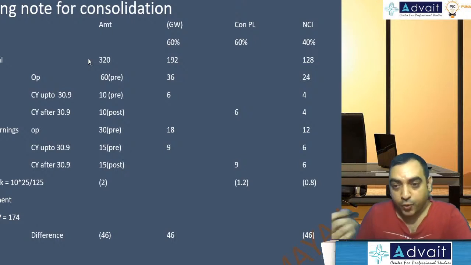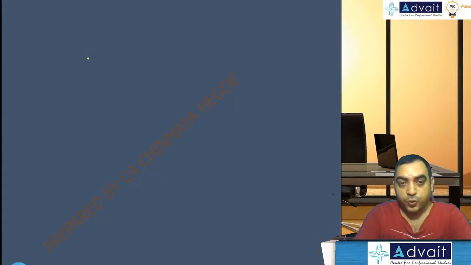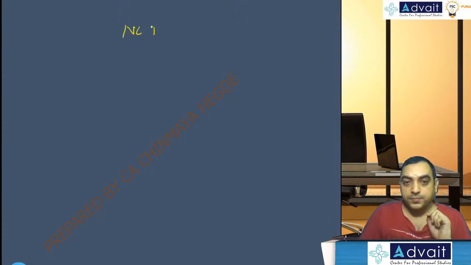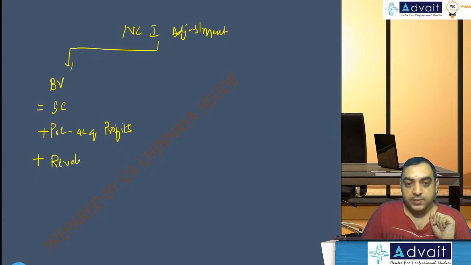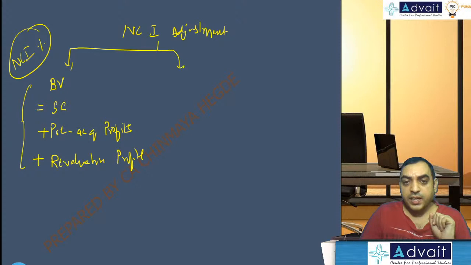Let me write it down just for more clarity. So NCI adjustment. If you want, you can write it down. Compute book value, which is equal to share capital plus pre-acquisition profits plus fair value adjustments like revaluation profits, all related to NCI percentage. Then compare it with fair value. Then you find out the difference.